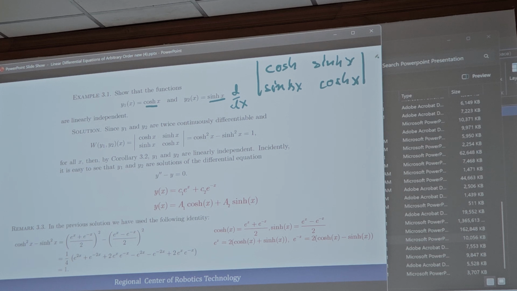If it's not zero, it means that you're independent. These two are independent, so you can write a solution like this one. So to check independence, you just put it in the matrix and find the determinant. If it equals zero, it means that it's not independent. If not zero, it means that it's independent.